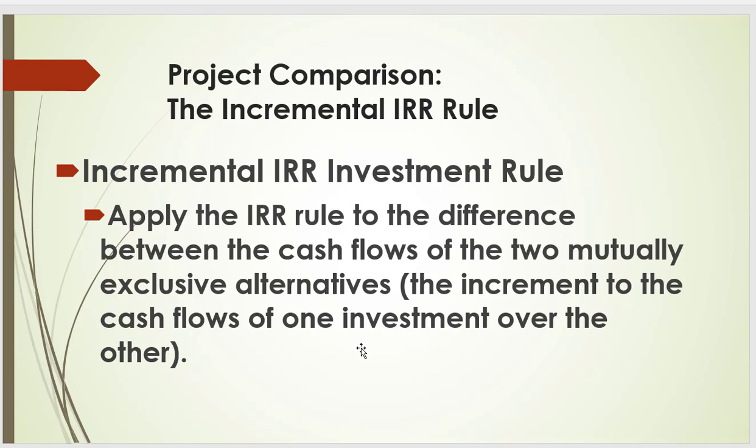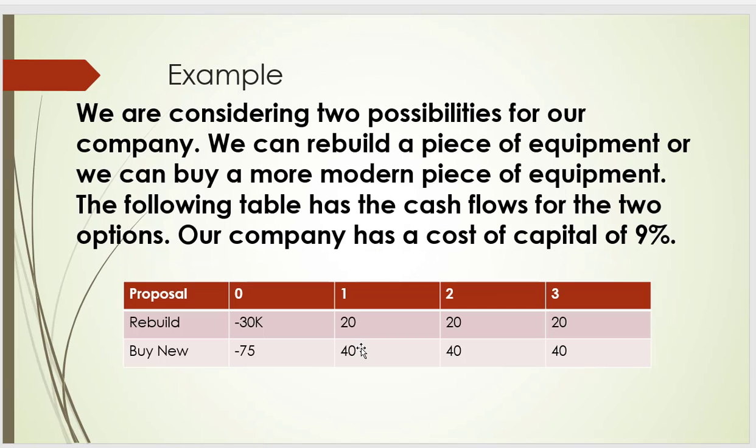So one of the ways we can ultimately look at this is to say, okay, what about an incremental investment rule? How can we further analyze two mutually exclusive alternatives when we know what the cash flows are? What process can we go through to figure out which of those projects is the best?